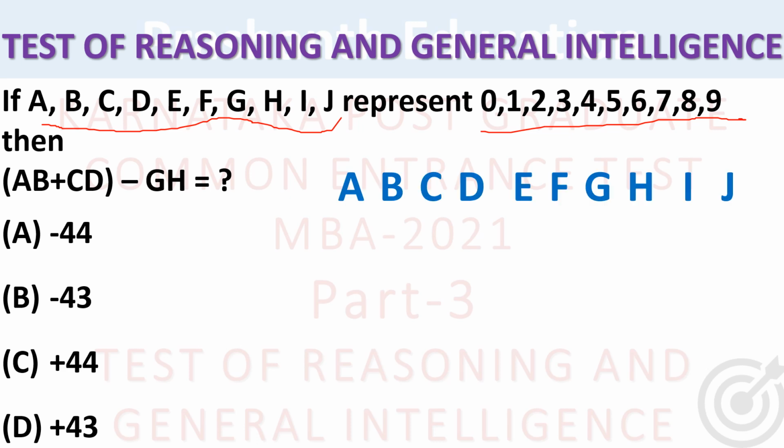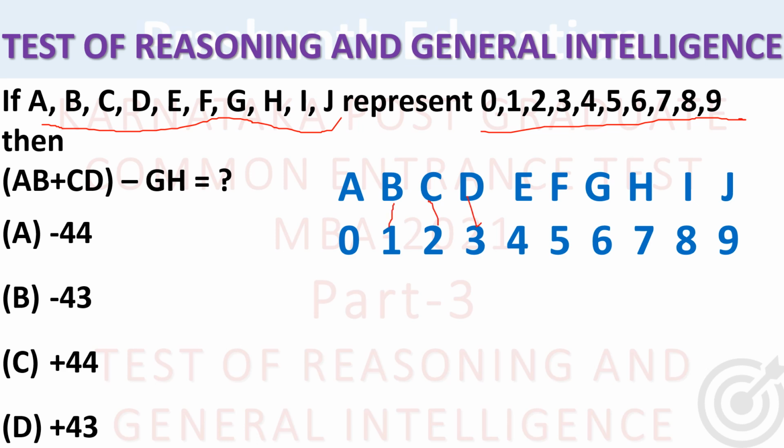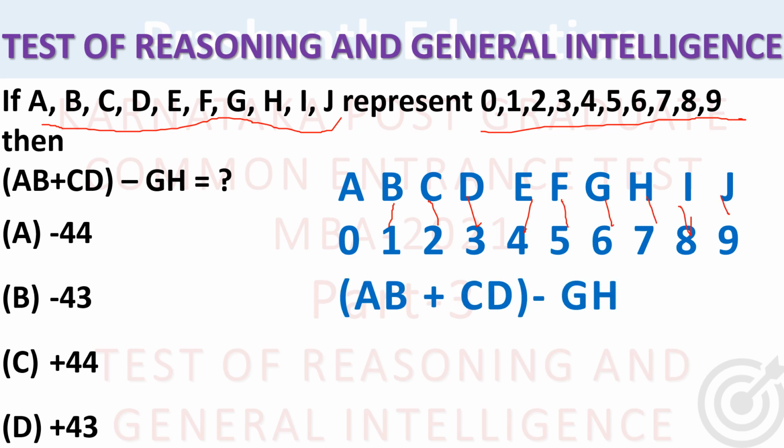So for example, A will be 0, B will be 1, C will be 2, D will be 3, E will be 4, F will be 5, G, H, I, J. Now take the equation. A we know is 0, B is 1, C is 2, D is 3, G we know is 6. So substitute those numbers here. We get 01 plus 23 minus 6.